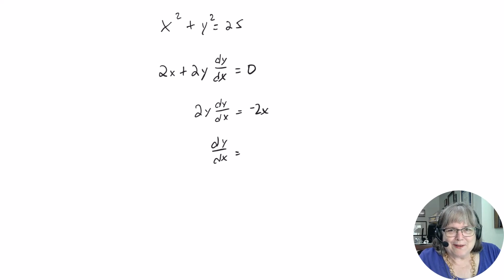And I don't want y'all to be too put out by doing too many steps at one time. So I'd have minus 2x over 2y.